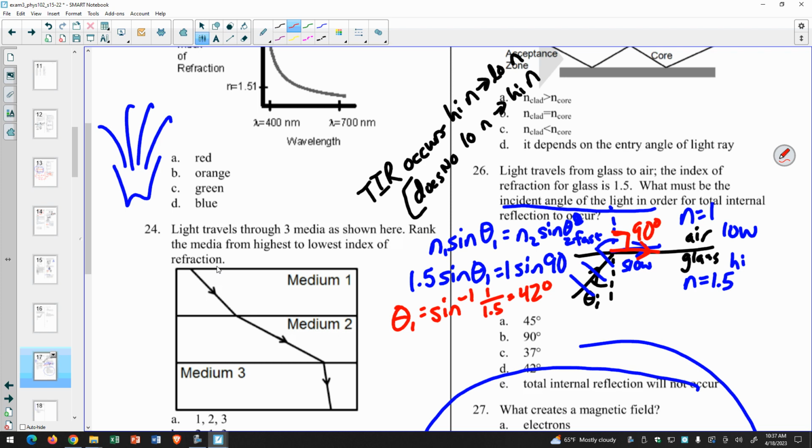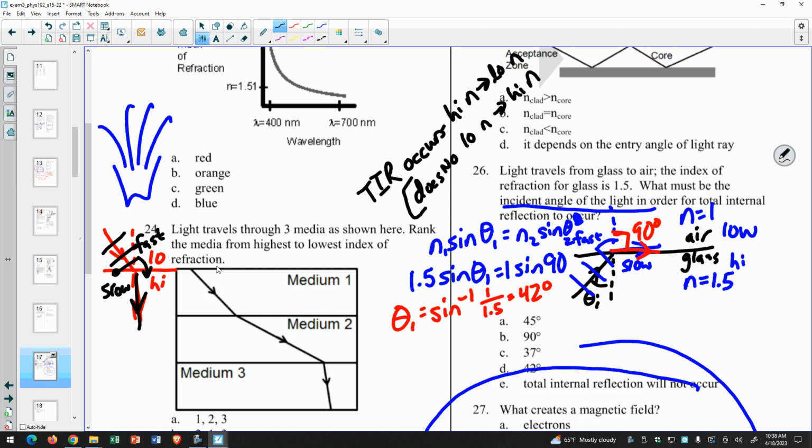If it moves from low to high, like if it's moving from a low index to a high index, like this, it's going to bend towards the normal. And since it's bending towards the normal, I can't get total internal reflection because it doesn't come back into the medium. Remember, we can do the wave fronts here. When it gets to this point, because it's moving to a high index of refraction, that means it's moving more slowly there. And it's moving fast over here. So this wavefront comes around and gives me my ray moving towards the normal.